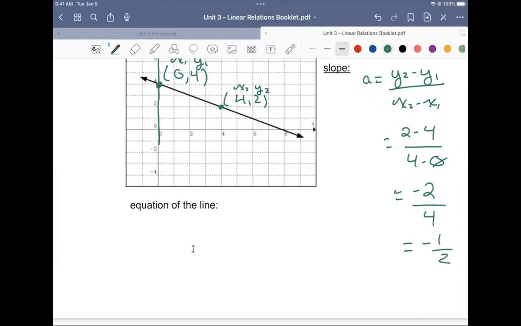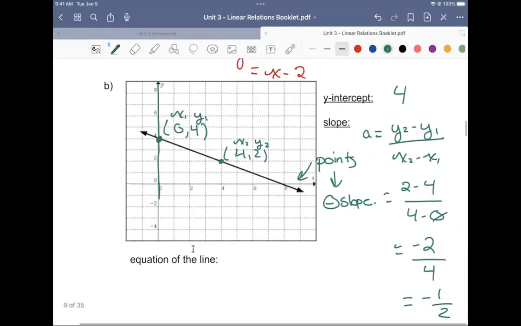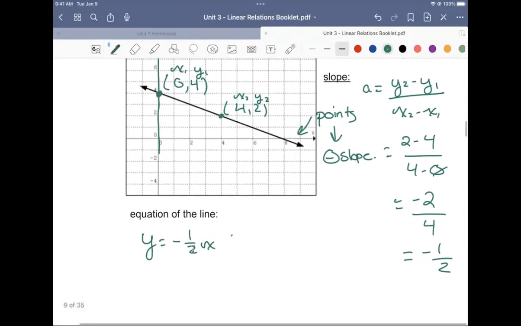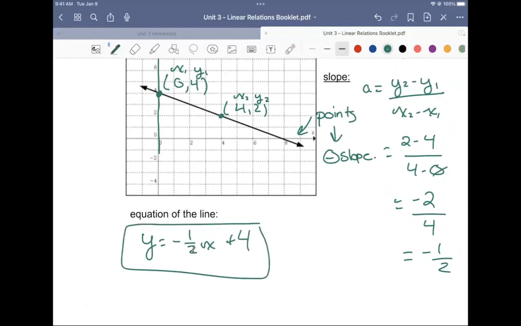So my slope is not positive. Notice that this line points down. That means it is a negative slope. So if I look at this, my equation of a line is going to be y equals -1 over 2x. My y-intercept was 4, so plus 4.